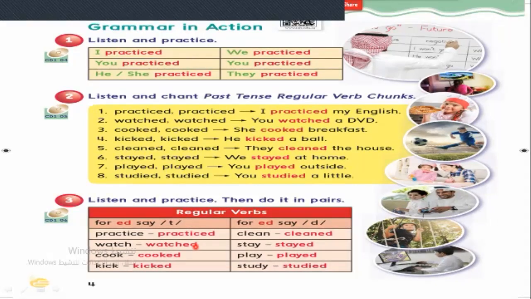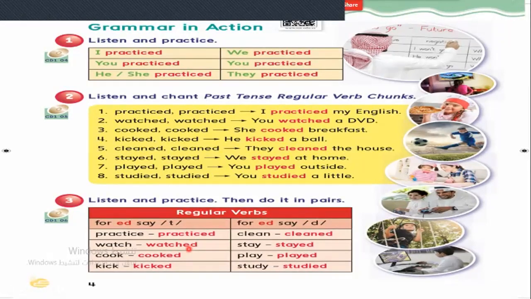Okay, so why are we putting the ed? We are putting the ed because it's in the past. If the sentence is in the past, we add ed to it. Okay. So we put the ed because it's in the past.